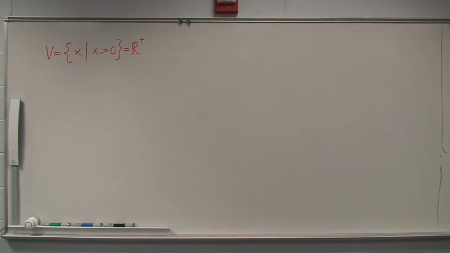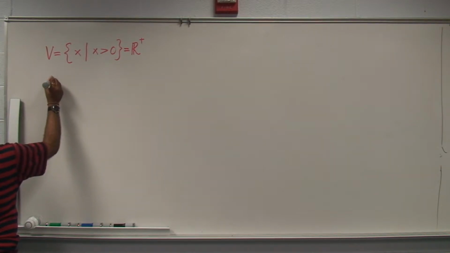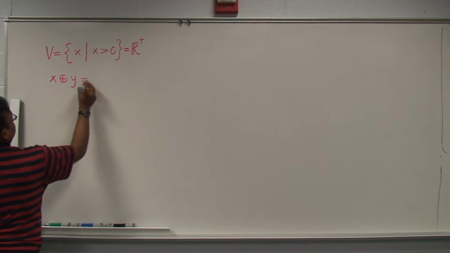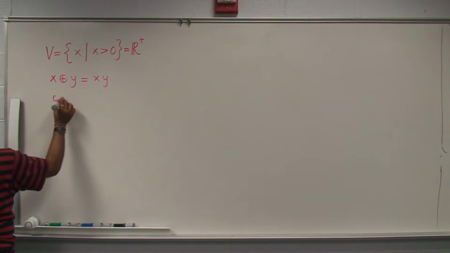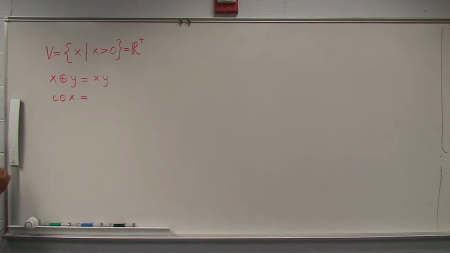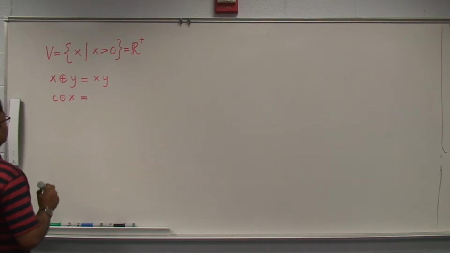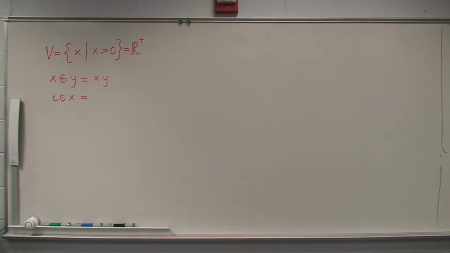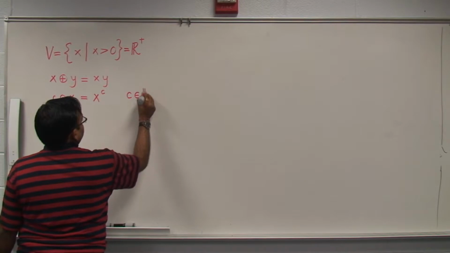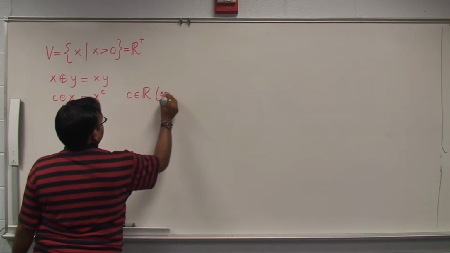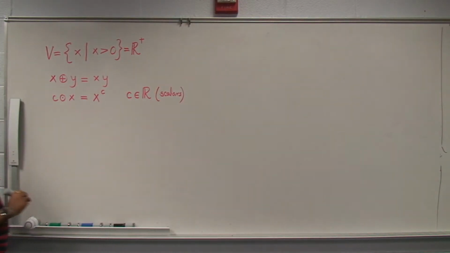Now, I give you a definition to add things. Here is how we will add. So x added to y will be x times y, and c times x, now here is something that you should be very, very careful about. c is a scalar and x is an object in this set. And this is how we are going to define it: x raised to the c. So c has to be from the set of real numbers. Remember, it has to be a field. So c could be any real number, positive, negative, 0, anything. So these are the two operations we have defined.